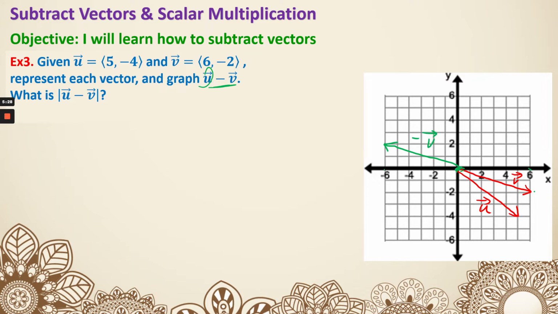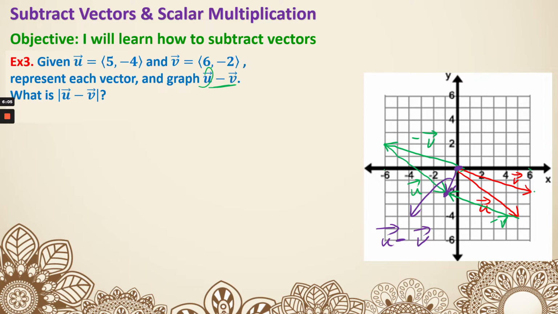Now I have them starting from the same initial point, so I need to form my parallelogram. The u is right 5 down 4, so right 5 down 4 is going to be here. And then, of course, this would be my negative v again. So that's my negative v, and this is my u. Then, of course, I need to start from the same point and end at the same point. This would be my resultant, which is u plus negative v, or just u minus v. So this is my graphing. We're using the parallelogram method.